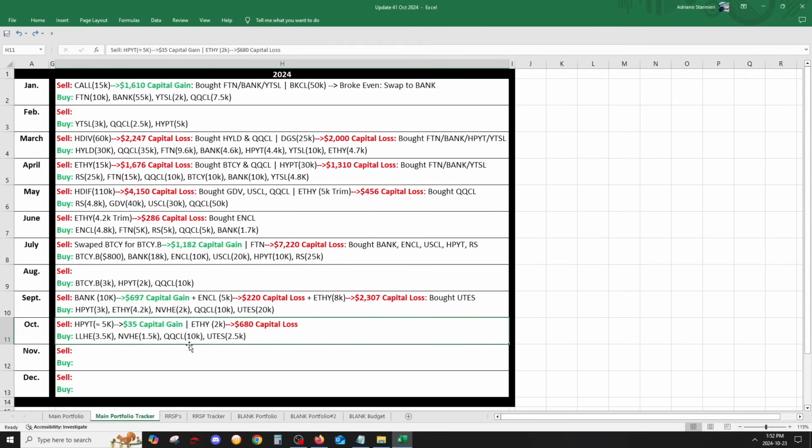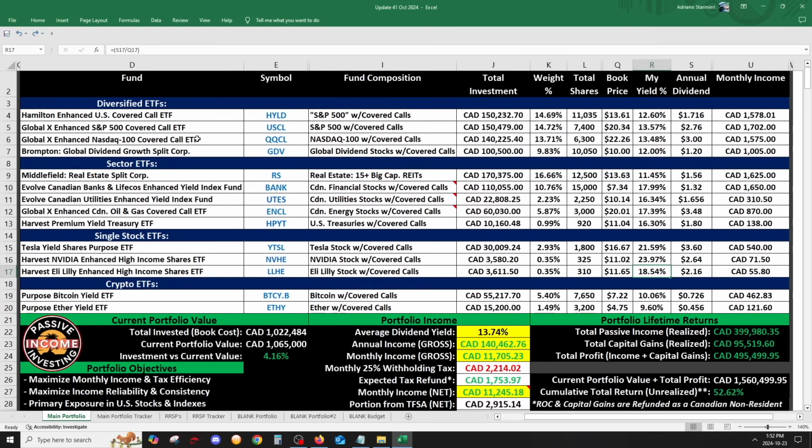My main buys, besides those little trims, my main buy was basically $10,000 more of QQCL, which is a massive core position in my portfolio, guys. It's a NASDAQ 100 covered call ETF. And a little bit in UTS. UTS is exclusively in the TFSA, because it's Canadian, less tax efficient for a non-resident, because it'll have some eligible dividends. So UTS and ENCL are exclusively in our TFSA accounts. There's none in our non-registered.